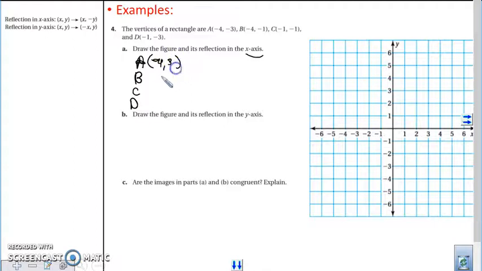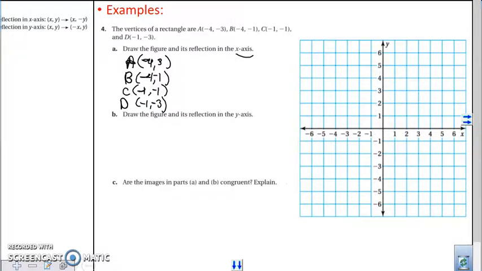-4, 3. -4, 1. -1, -1. -1, -3. Okay, so let's go ahead and put that on our coordinate grid.